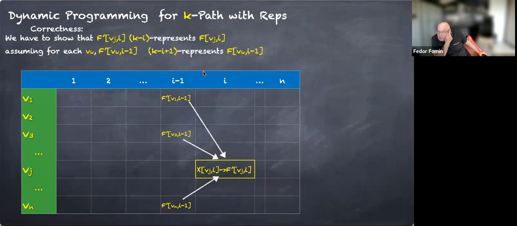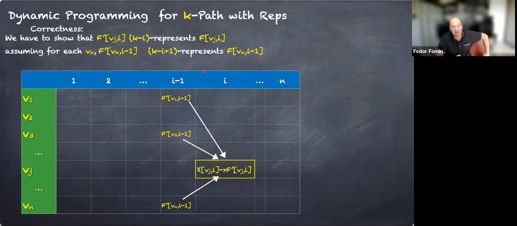So, on the correctness of the algorithm: why is the algorithm correct? To show that the algorithm is correct, we have to show that the set F' which we compute, the set F'(v, j, i) of size k minus i, represents the set F.